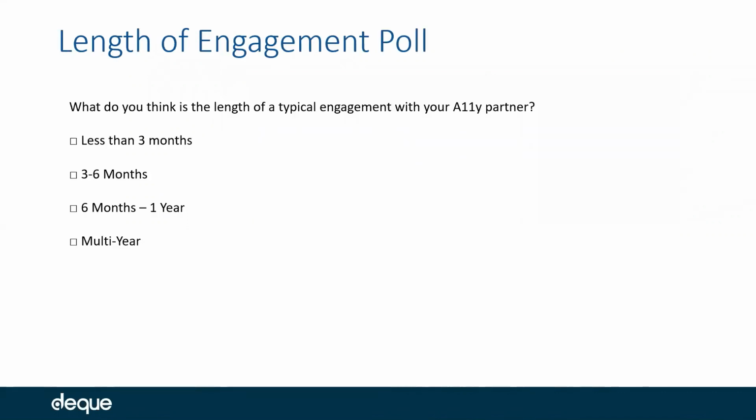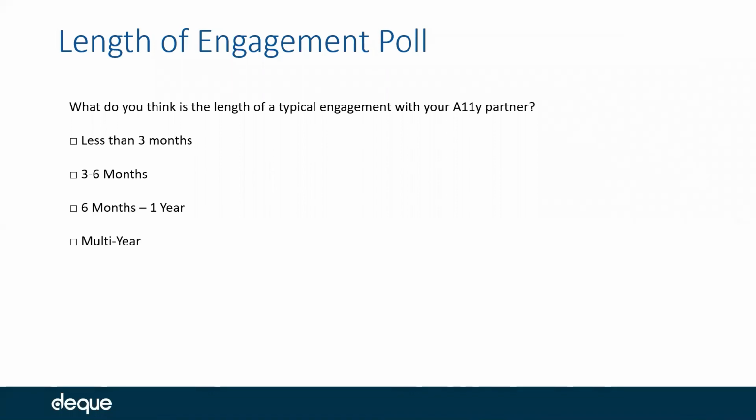Time for another poll. We're about to start talking about the length of engagement. What do you think is the length of a typical engagement with your accessibility partner? Is that less than 3 months, 3 to 6 months, 6 months to a year, or multi-year? And as I'm asking this question, don't think about just one engagement, think about overall engagement with the partners. You should have seen a panel pop up in case you haven't seen it yet.